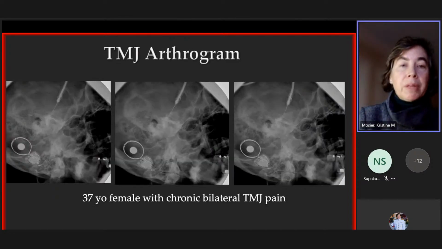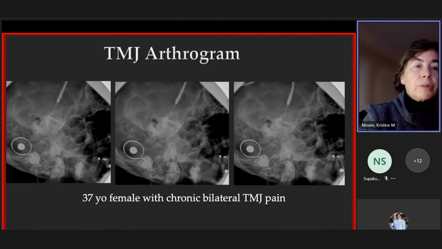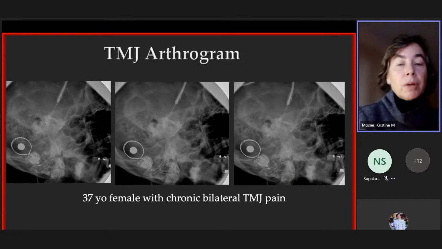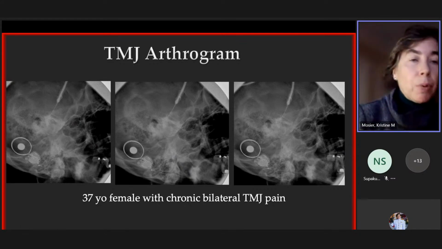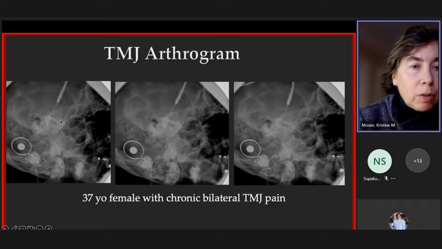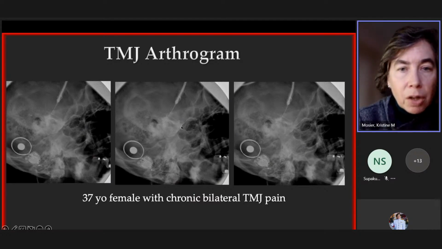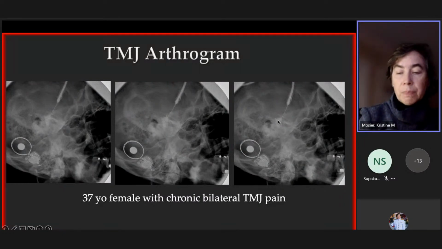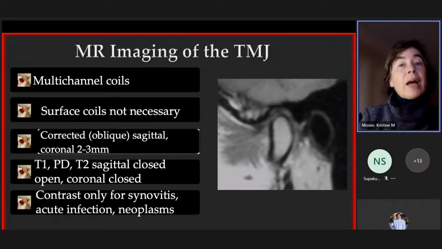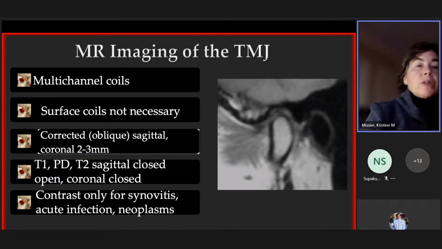That being said, this is an arthrogram that I did a few years ago because this patient had a cochlear implant that was not compatible with MR imaging. And you can see, what I've done is obviously inject contrast into both superior and inferior joint space compartments. And we can see that we outline the articular disc very nicely here by injecting contrast within the joint space compartments.